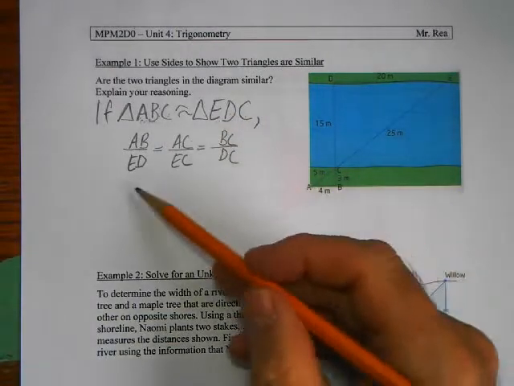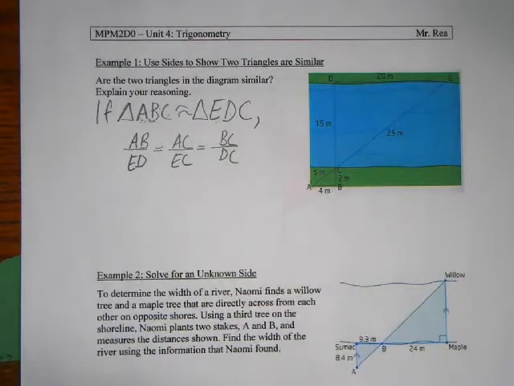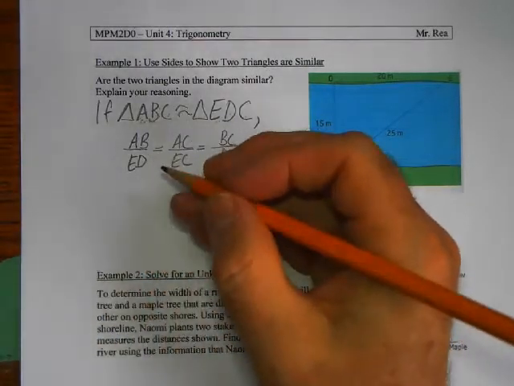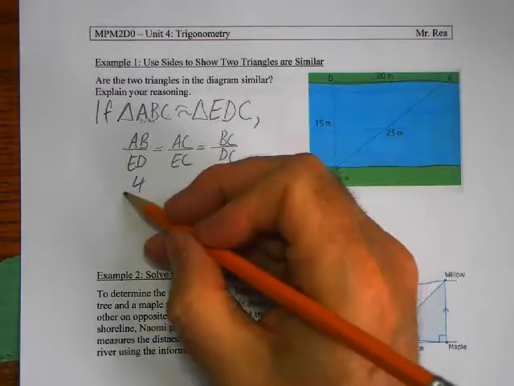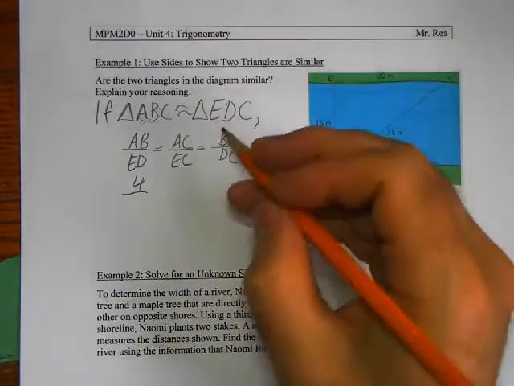So now we just plug in the numbers and check. Okay, so I've got AB, that's 4 from the picture here, AB. That's over ED, which is 20.